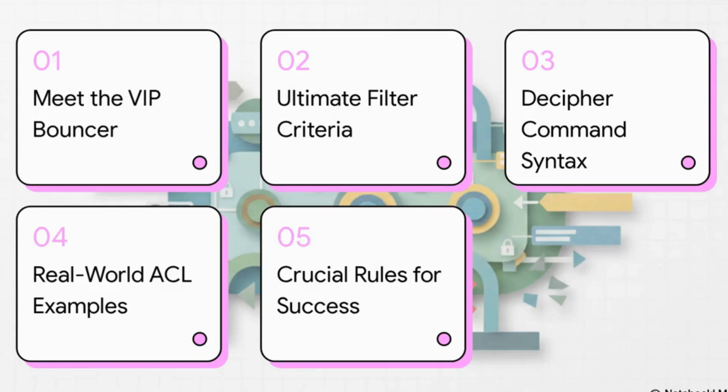Here is our roadmap for mastering these essential network security fundamentals today. We've got 5 quick stops. 1. Meet the VIP bouncer. 2. The ultimate filtering criteria. 3. Deciphering the command syntax. 4. Real-world ACL examples. And 5. Crucial rules for success. Let's get into it.